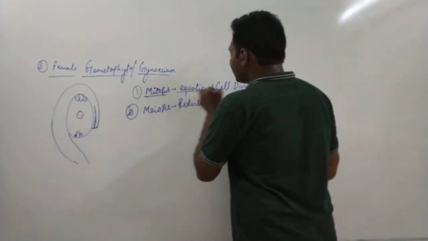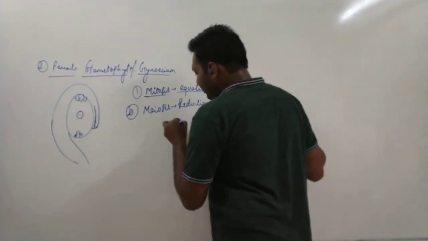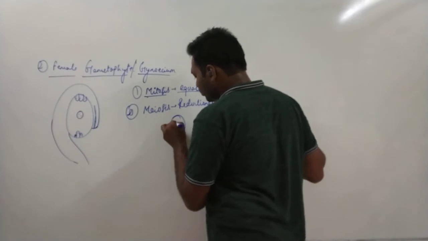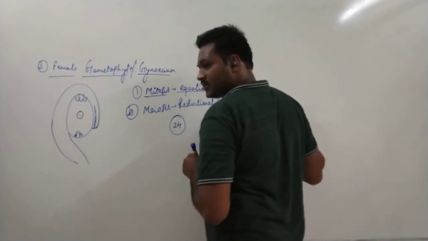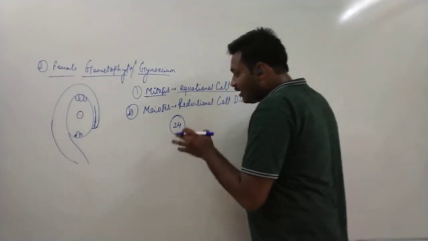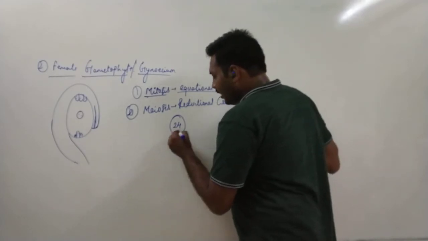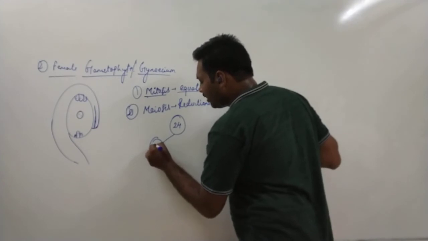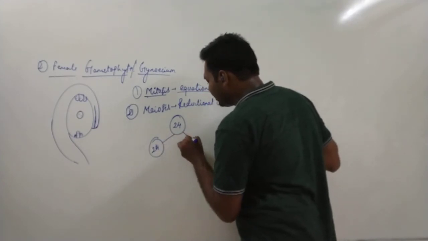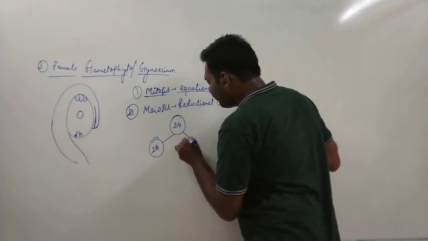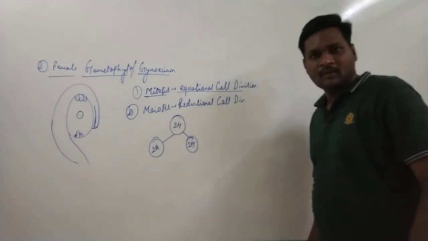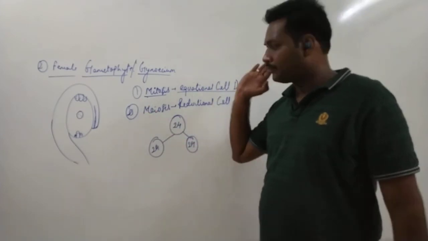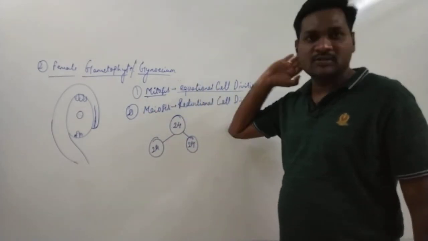See, in equational cell division, suppose there is a single cell, okay, and this single cell consists of 24 chromosomes. Okay, now when it will divide, it will form similar copies, like the 24 chromosomes will be there in that copy, and it will divide equally. Okay, it will divide equally, means it is not going to reduce the number of chromosomes. That is seen in case of mitosis.